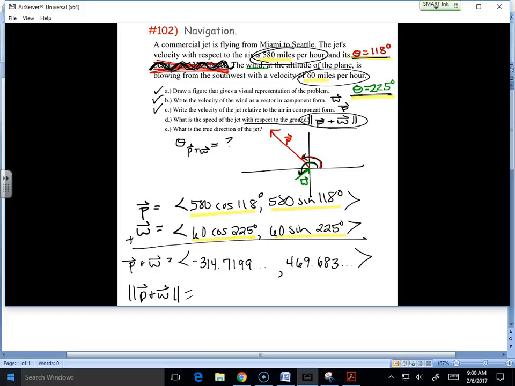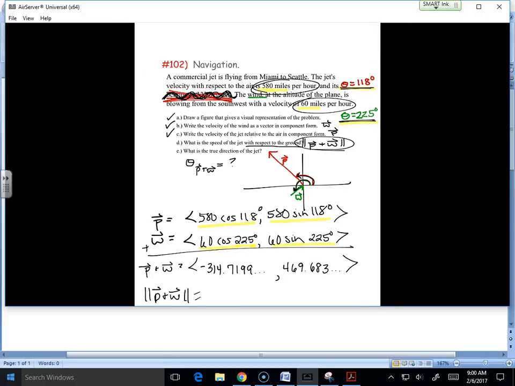Wait, but I need magnitude! I have components, that's great and all, but what is the speed? They want the magnitude. Well, how do I do that? Why am I doing a square root? Because I need to use my formula. And my formula says take A and square.